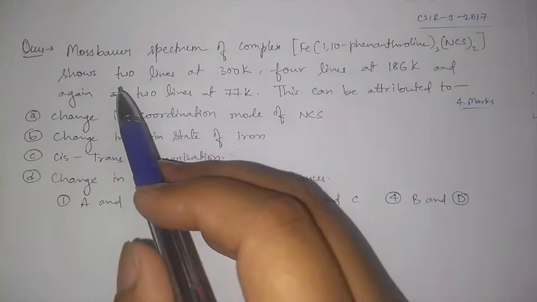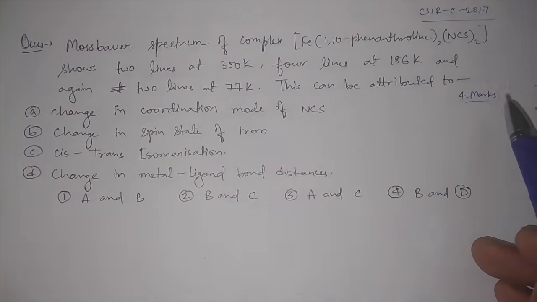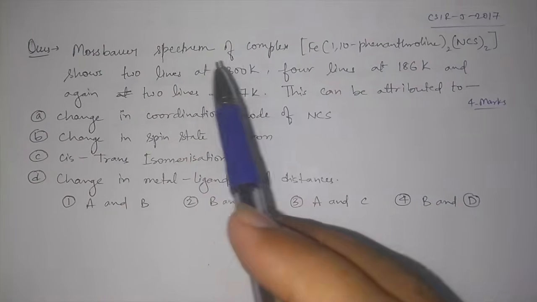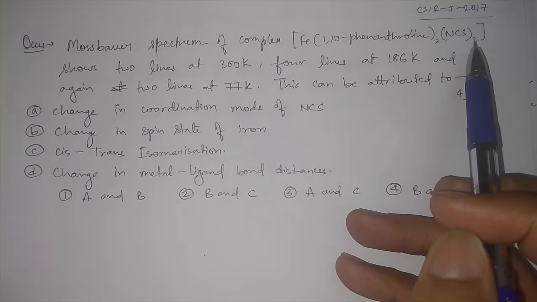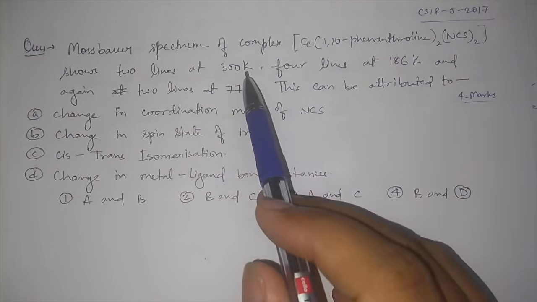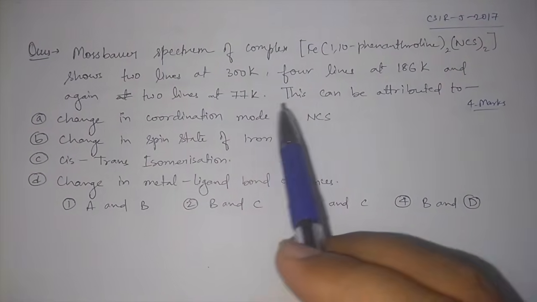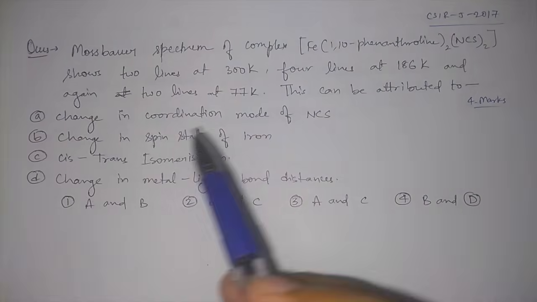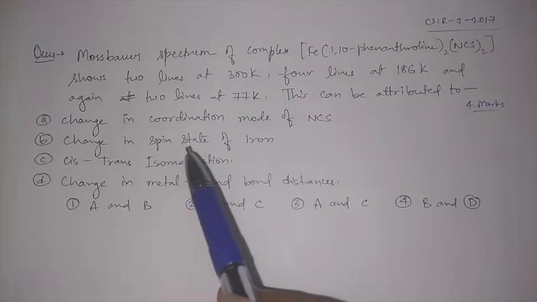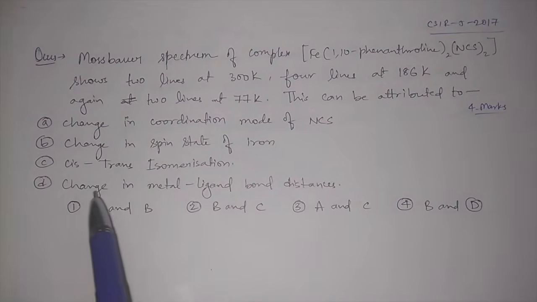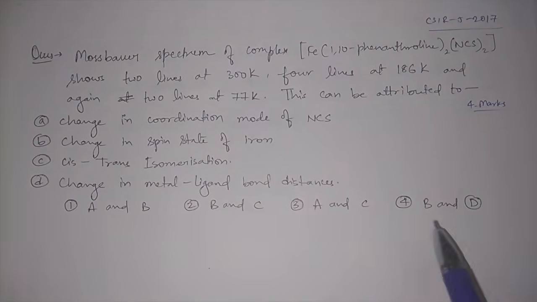All right, so let's take this question which was asked recently in CSIR June 2017, and this question was also asked for 4 marks, right? Now the question says that the Mossbauer spectrum of the complex Fe(1,10-phenanthroline)2(NCS)2 shows 2 lines at 300 Kelvin, 4 lines at 186 Kelvin, and again 2 lines at 77 Kelvin. Now this can be attributed to, you have 4 options: change in coordination mode of NCS, change in spin state of iron, cis trans isomerization, and change in metal ligand bond distances. Options are given like this: A and B, B and C, A and C, and B and D.